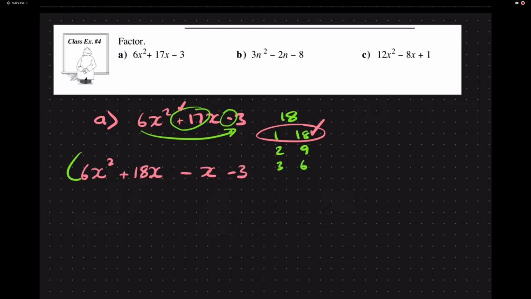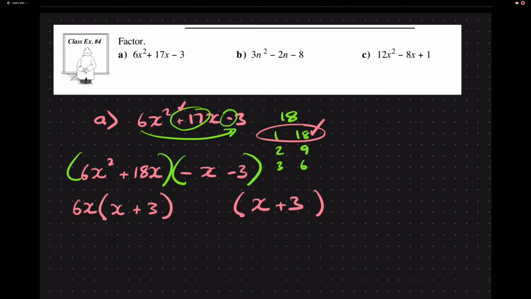and the minus x right here. We're going to put brackets around both of those, and we're going to pull out something common. So I can pull out a 6x, and I'm going to be left with x plus 3, which means I should be able to pull out an x plus 3 out of the second one. Notice that we're back to this situation where it almost looks the same, except the signs are reversed on both of these terms. So I got a negative x, negative 3, and now I've got a positive x, positive 3.